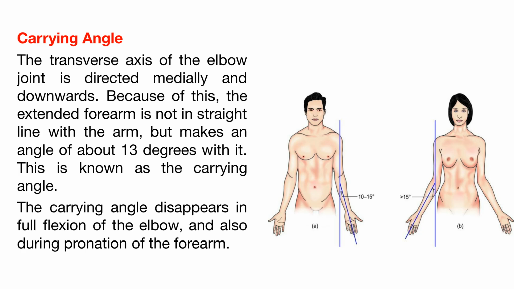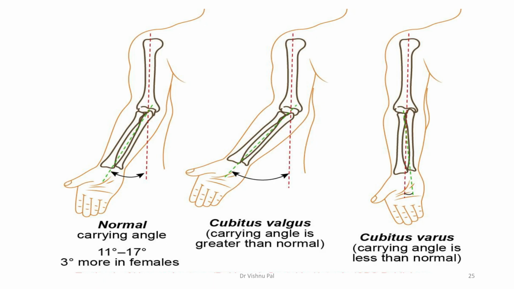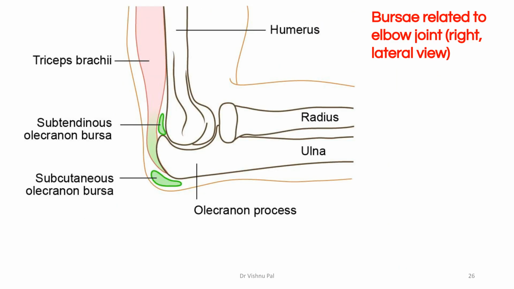The carrying angle is the angle formed by the arm and forearm when the elbow is extended, typically around 13 degrees. This angle disappears in full flexion and during forearm pronation. The carrying angle differs between sexes, 10 to 15 degrees in males and over 15 degrees in females. This diagram illustrates the concept of the carrying angle in an extended elbow. This image highlights the bursae associated with the elbow joint from a lateral view.